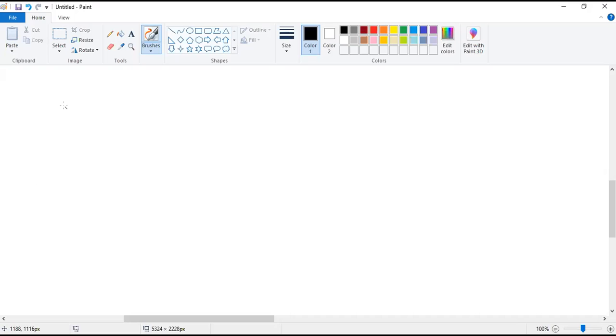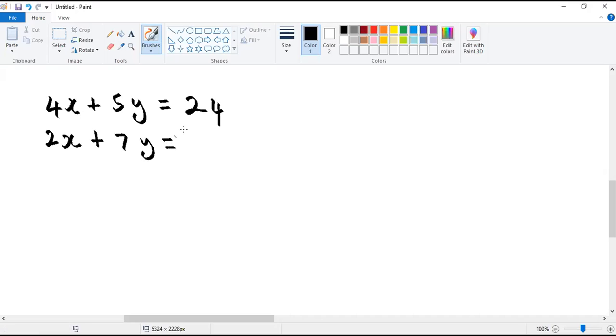All right, what do you think is the answer? For Mr. James, I had 4x plus 5y, that is pens plus rulers, equals $24. And then for Mrs. Singh, I had 2x plus 7y equals $21. Okay, lovely.